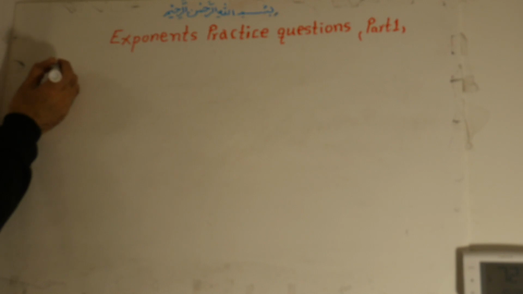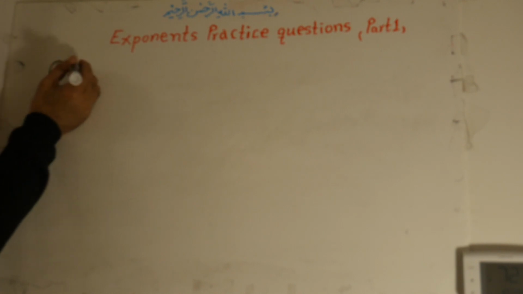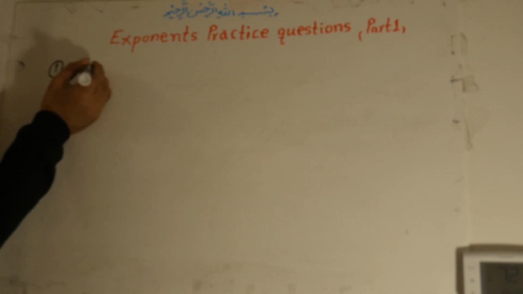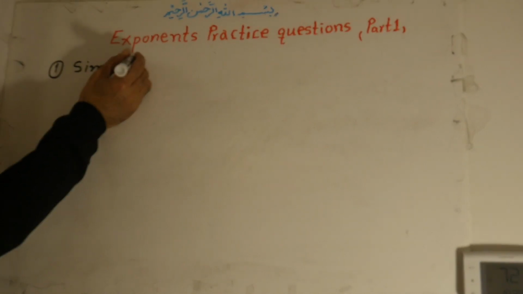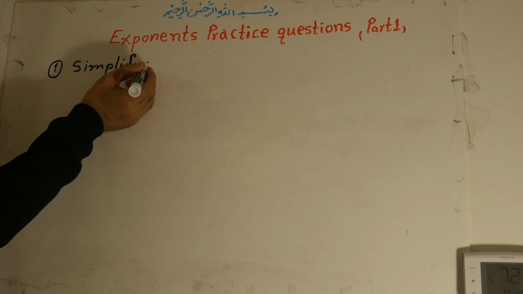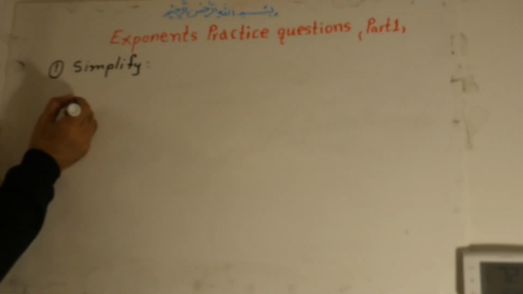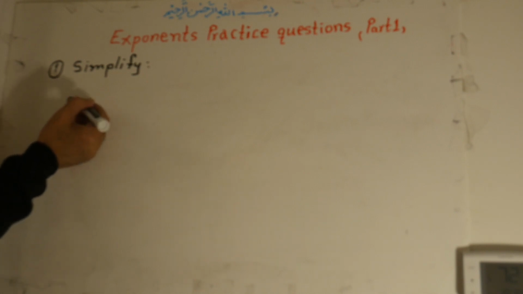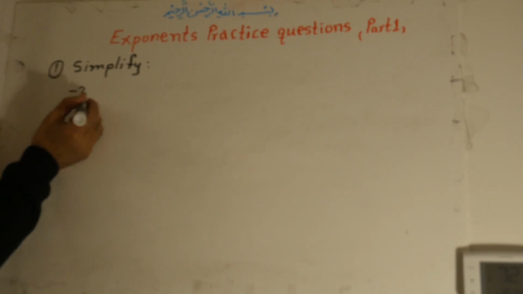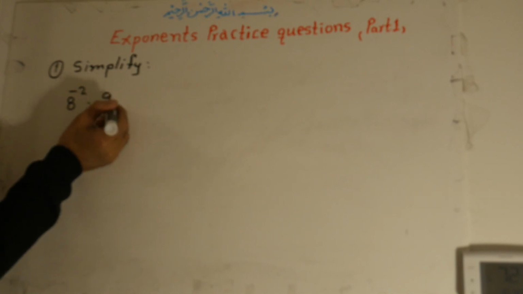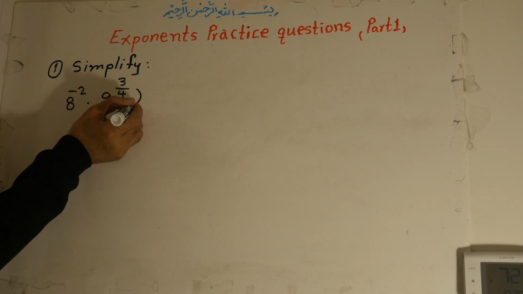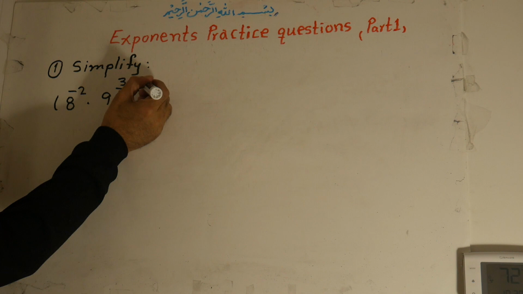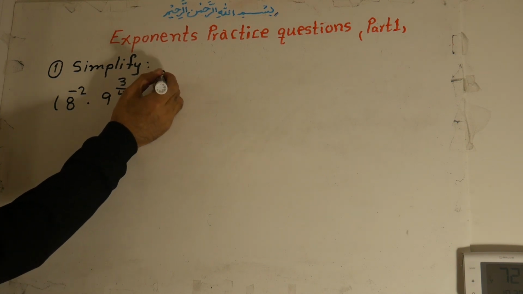Number one, simplify: 8 to the power of minus 2 times 9 to the power of 3/4, all to the power of negative 2/3.